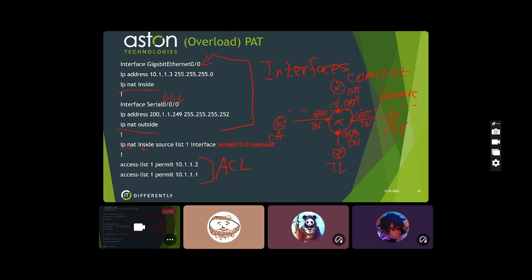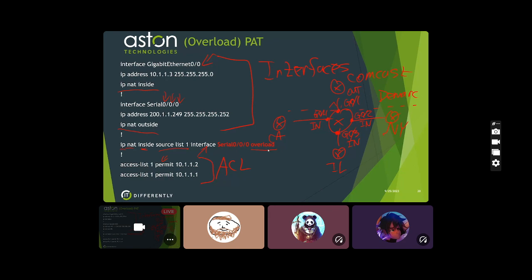If a packet comes to our inside interface, check this list. So that's the ACL that we just defined right here. And if it's on that list, then give it the IP address of this interface. Substitute that IP address. And because we added the overload keyword, give it a port number too. It's a long command.